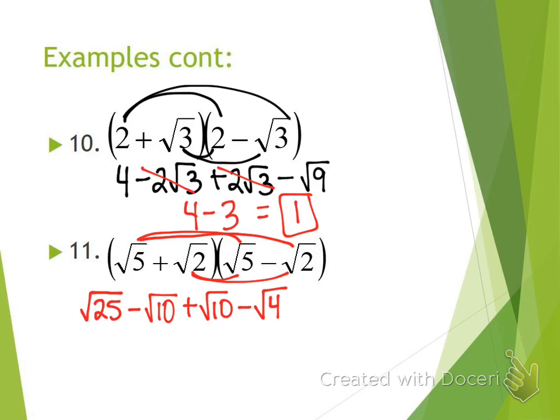Questions about that first step of multiplying? Okay. Then what cancels? 10. This will not always happen, but on these particular problems, the plus and minus root 10s cancel each other out. The square root of 25 is 5. What symbol goes next? Good, a minus sign. Minus the square root of 4 is 2. 5 minus 2 is 3.